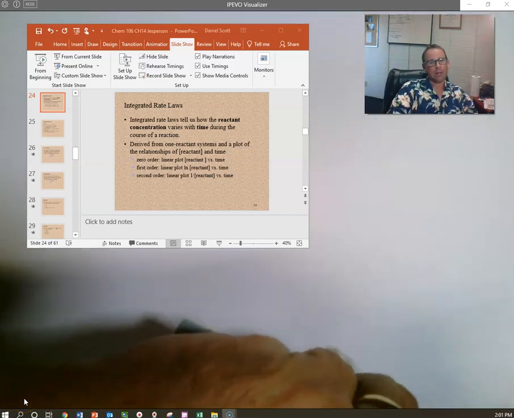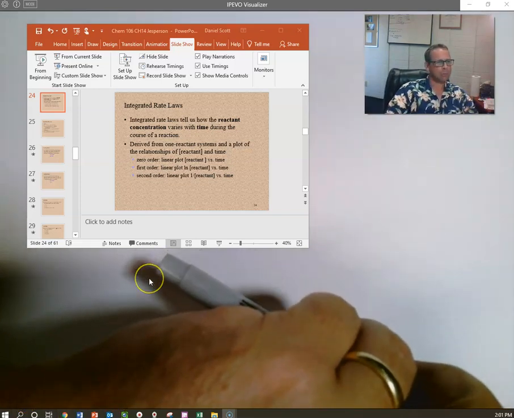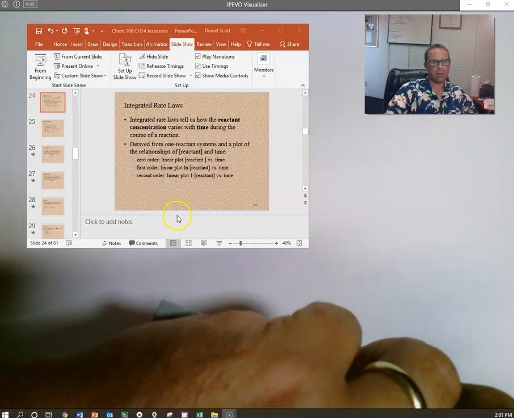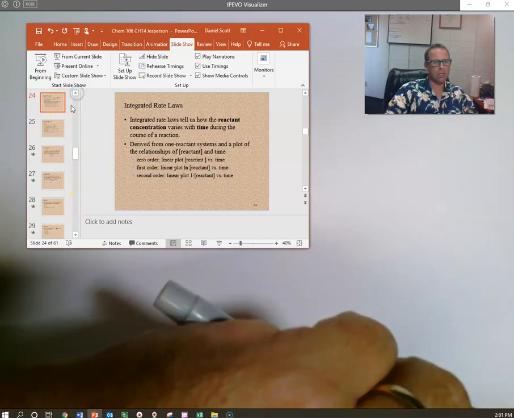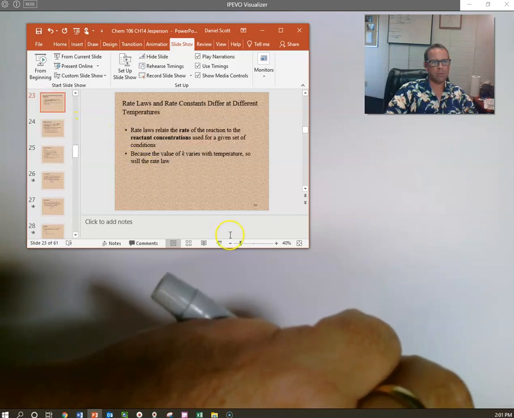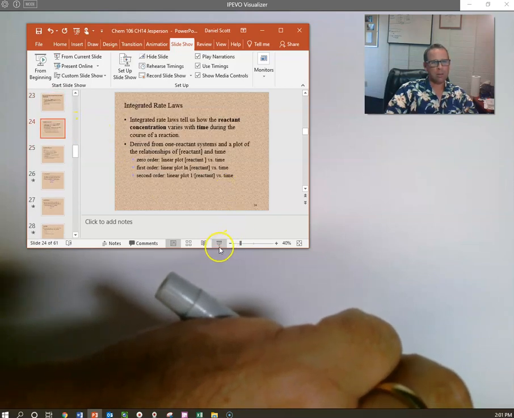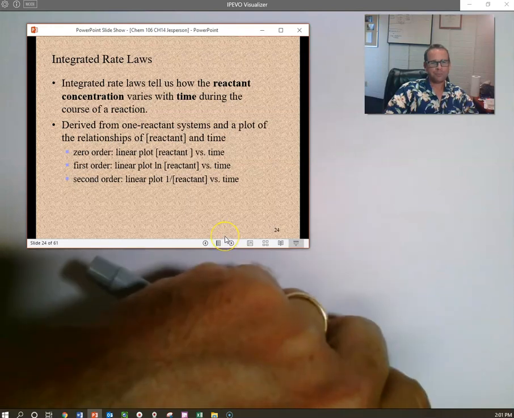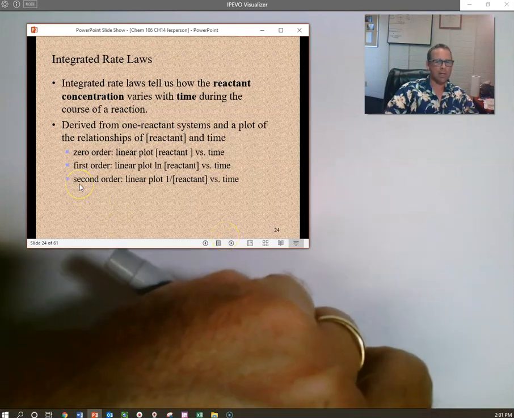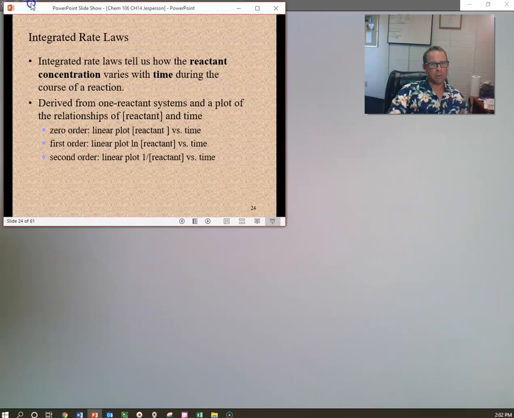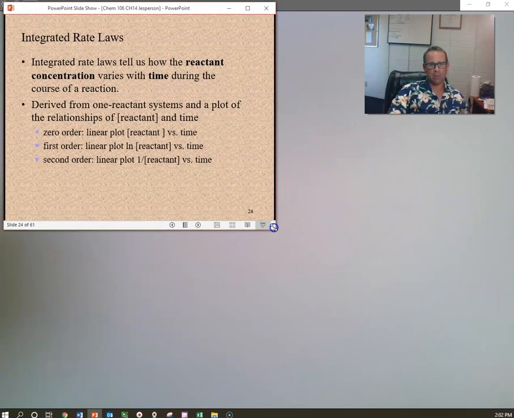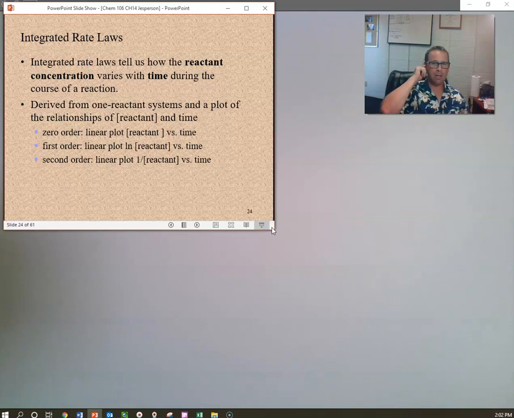Let's start off having a little bit of a review on our orders of reactions and what we call our integrated rate laws, right? We introduced the rate law last time, or last couple of times, and we said how each chemical reaction will have a given rate law that's specific for that chemical reaction.